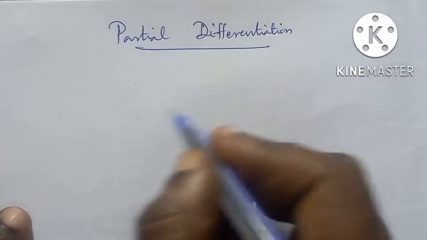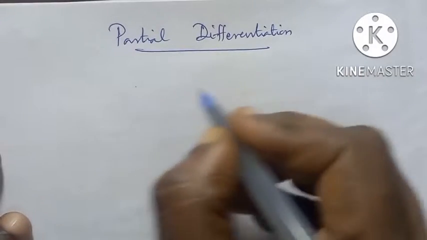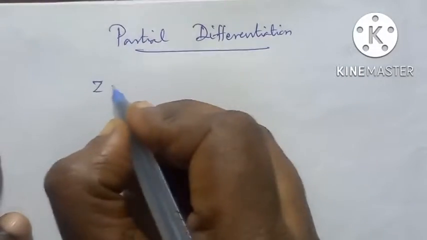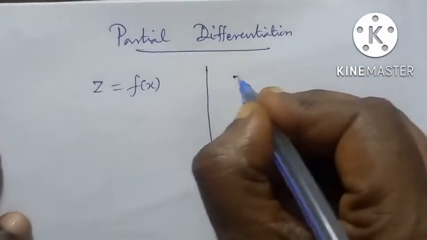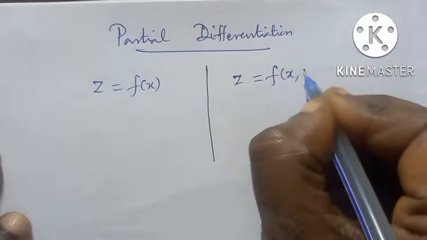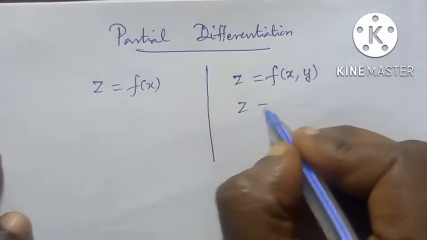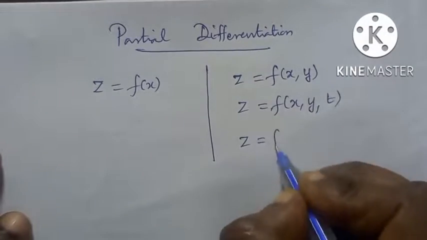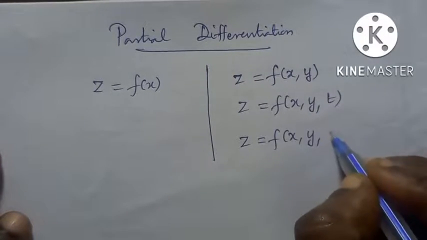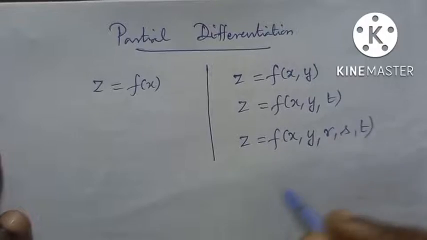Let us see now partial differentiation. So what is ordinary differentiation? When z is function of x, ordinary differentiation. When z is function of x comma y, when z is function of x comma y comma t, when z is function of x comma y comma r comma s comma t.